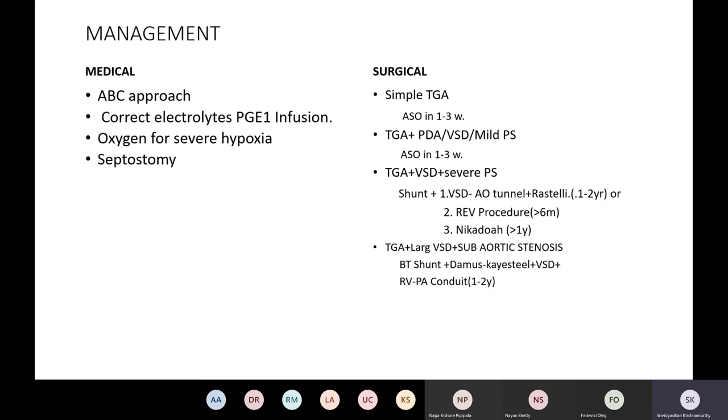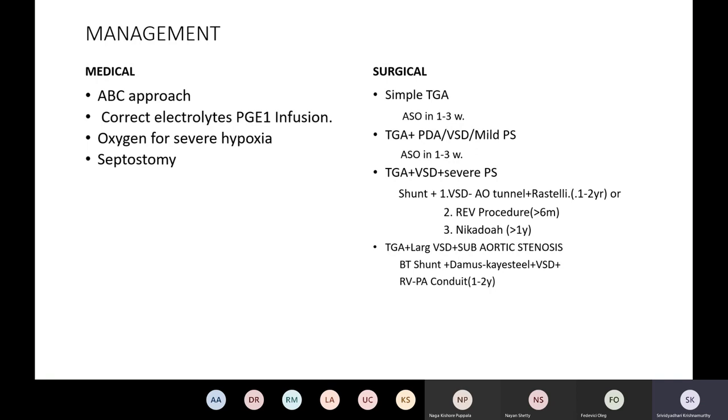And TGA with VSD and severe PS, again, there are three options. Initially do a palliative surgery where we create a shunt so that there's blood flow to the systemic as well as pulmonary area. And then followed by VSD closure with a Rastelli procedure or a REV procedure or a Nikaidoh. I'm not going to go into the details of what these procedures are.